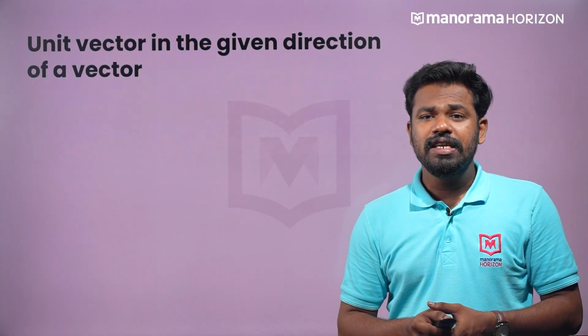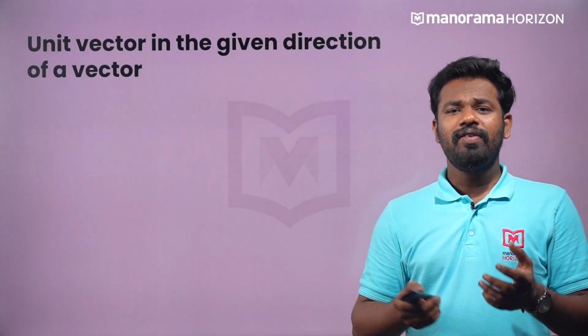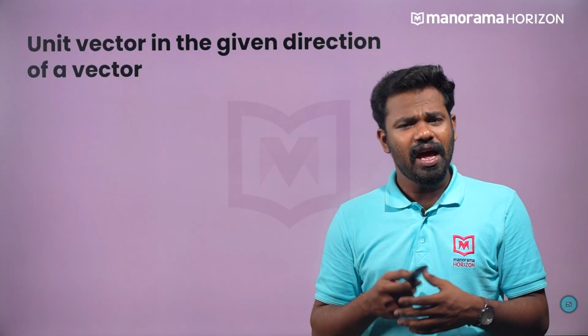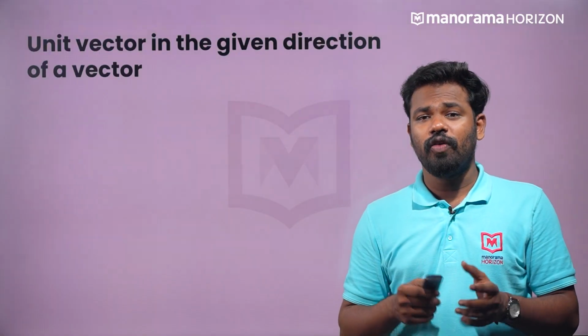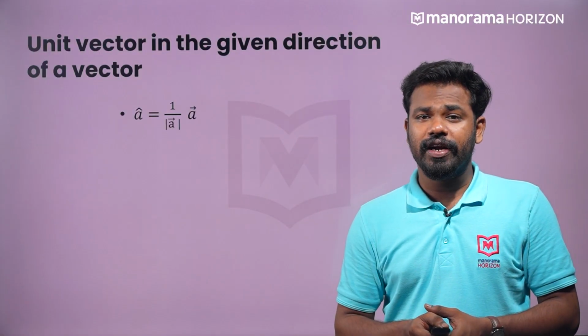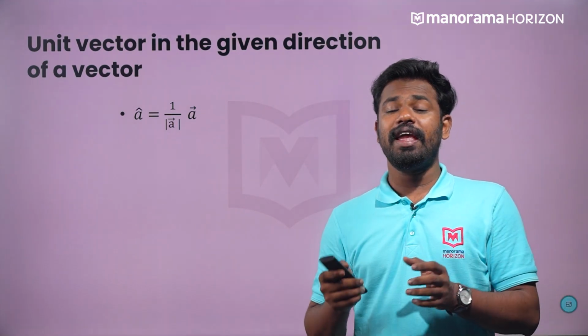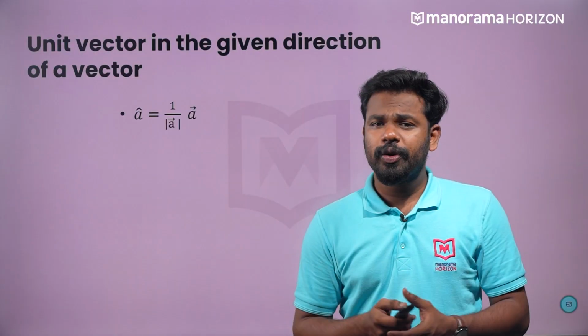So far we have been discussing scalar vector interaction and its associated properties. You might have already learned about unit vectors, haven't you? Here we have to discuss a unit vector in the same direction as a given vector. To find a unit vector in the same direction as a given vector, we have to divide the vector by its magnitude.